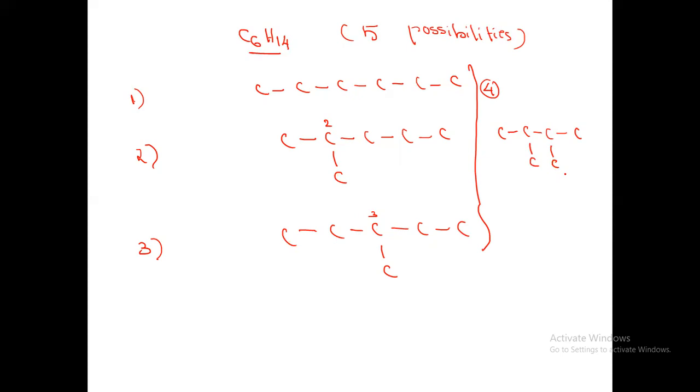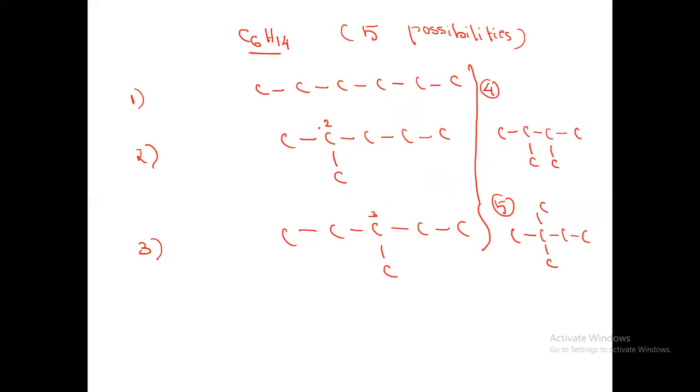That's the fourth possibility. Now with 4 carbons, you have one more possibility: both branches can be on the same carbon, both in the second position. Is there any other possibility? No, there are no other possibilities. So you have only 5 possibilities, 5 isomers for C6H14.